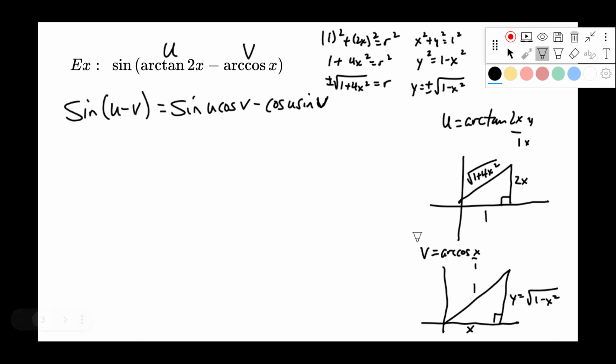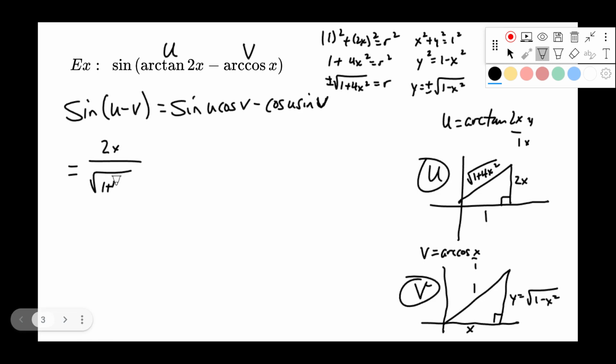Okay, now, here's my V triangle. Here's my U triangle. Remember, don't forget to label them. That way you know which is which. And I want to find the sine of U minus V. So sine U. Go to the U triangle. Sine is y over r. So that's going to be 2x over the square root of 1 plus 4x squared.